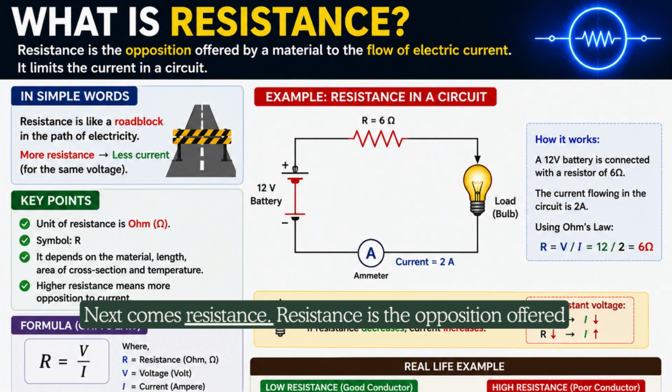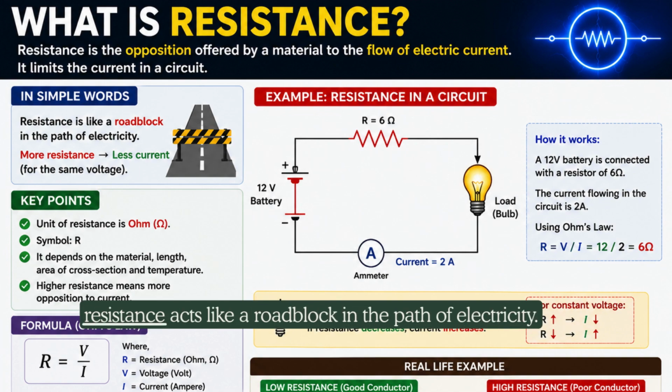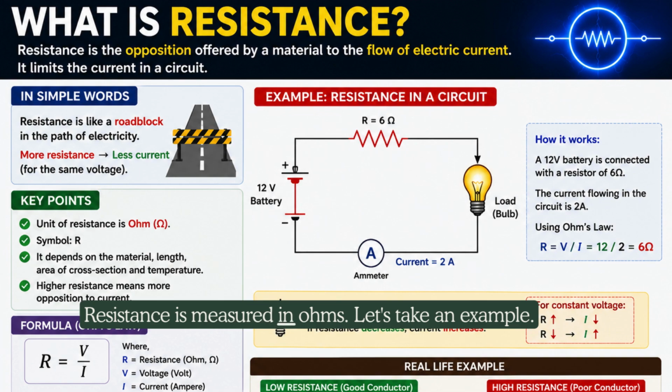Next comes resistance. Resistance is the opposition offered by a material to the flow of electric current. In simple words, resistance acts like a roadblock in the path of electricity. The higher the resistance, the harder it is for current to flow. Resistance is measured in ohms.